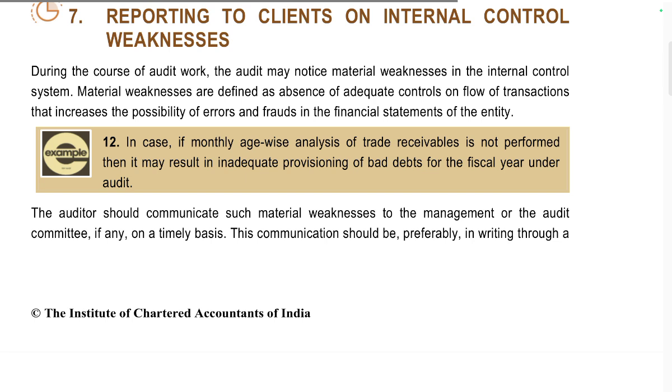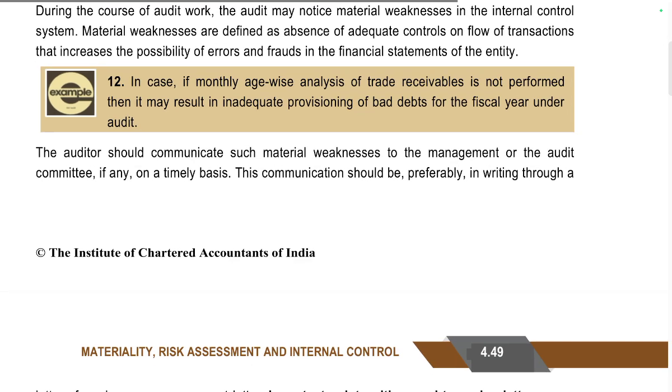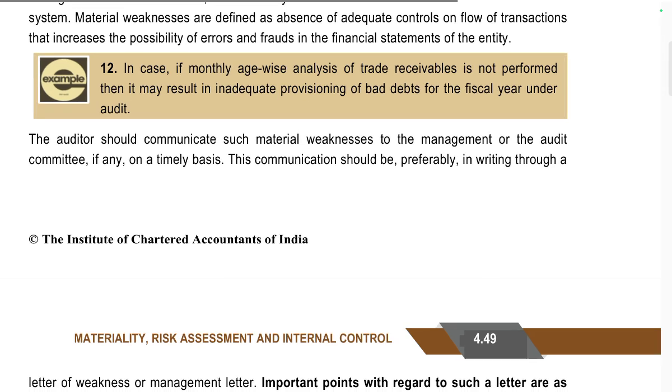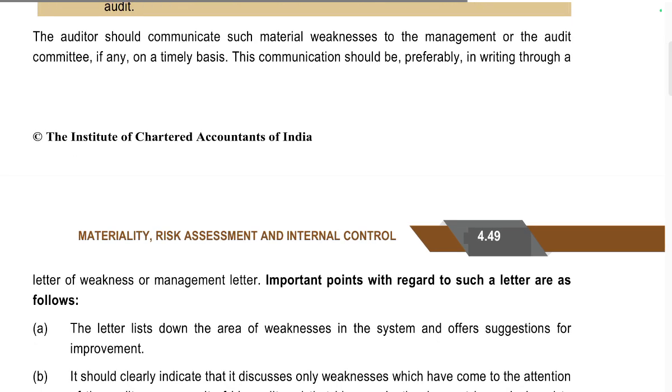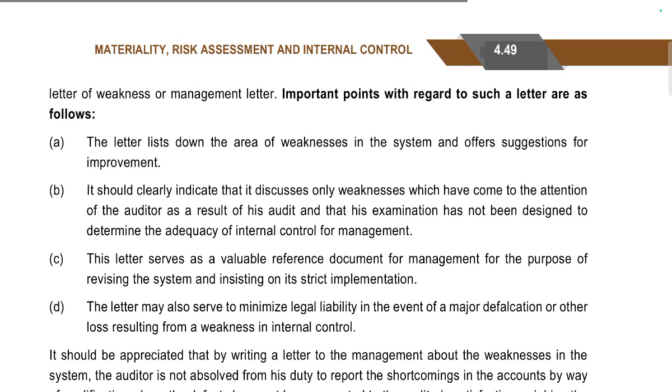During the course of audit work, the auditor may notice material weaknesses in the internal control system. A material weakness is defined as the absence of adequate controls of flow and transparency, increasing the possibility of errors and fraud in the financial statements of the entity. For example, if a monthly age-wise analysis of trade receivables is not performed, it may result in inadequate provision for bad debts in the fiscal year under audit. The auditor should communicate the material weakness to the management and audit committee on a timely basis. The communication should preferably be in writing through a letter of weakness. Management will note the important points in the record, in such a letter, as follows.